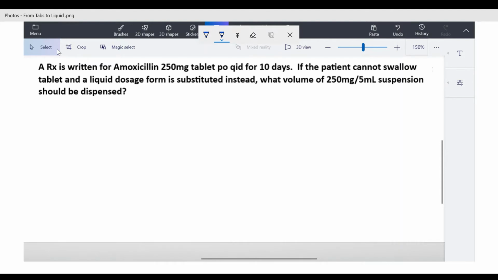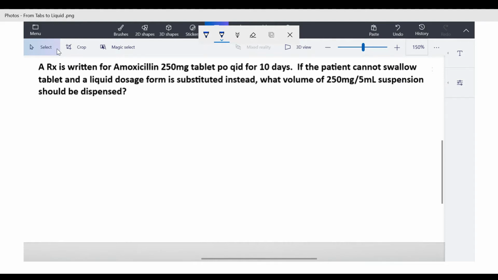So as the problem reads, a prescription is written for amoxicillin 250 milligram PO, by mouth, QID for 10 days. QID is 4 times a day. So you have once daily, QD, you have QID, which is 4 times daily.